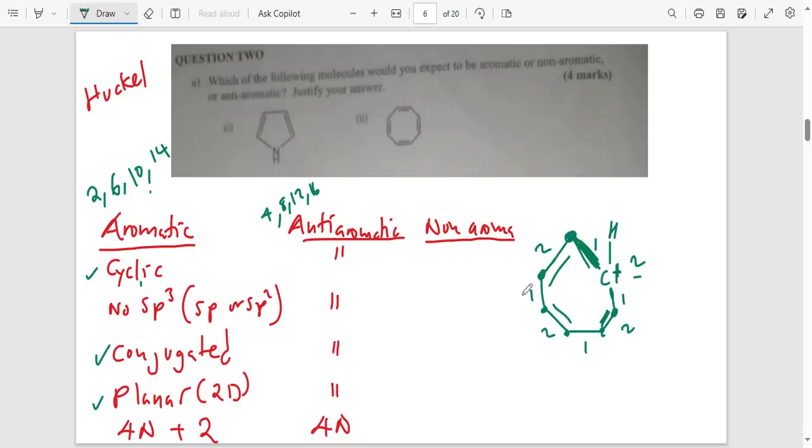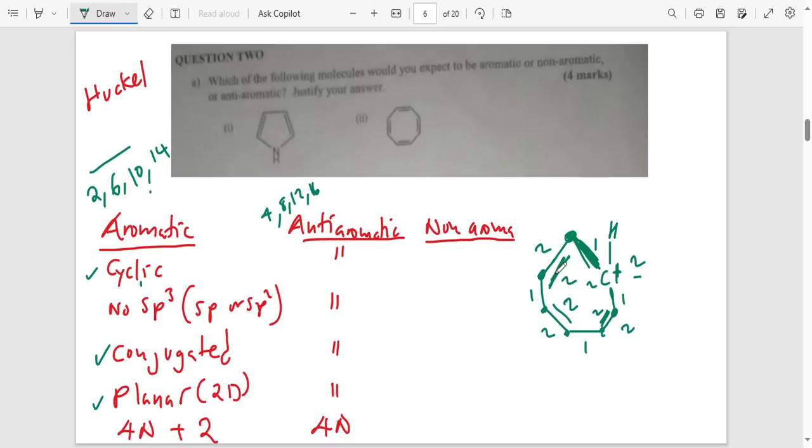It is in a plane, like it is in a 2D shape. So let's count now: does it obey Huckel's rule? Let's find out the pi electrons. Two here, two here, two here, and then two here. 2, 4, 6, 8. So that is 8. But if you check on here, does that meet our formula? Okay, so that is not meeting that formula in this case. Let me just count that again.